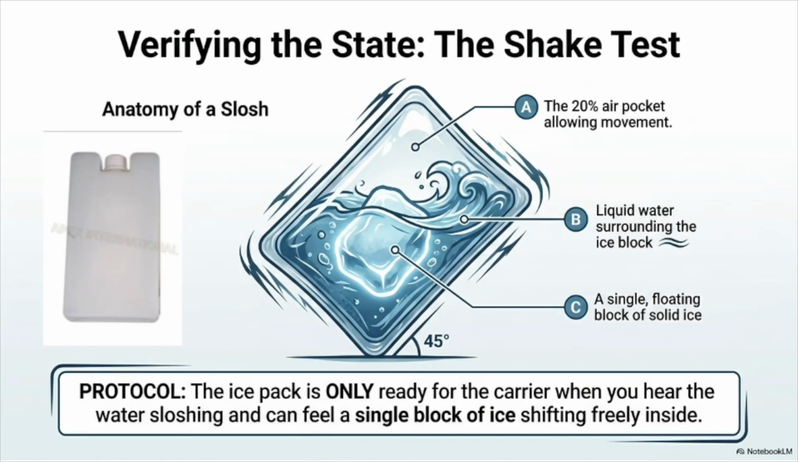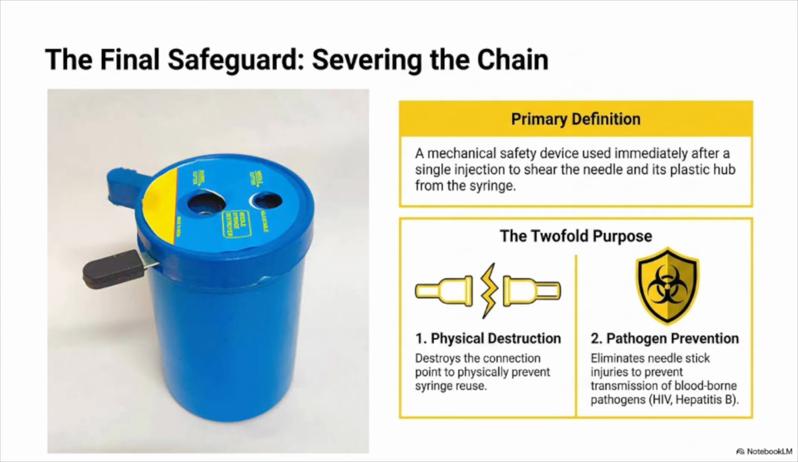ice moving freely. Finally, let us talk about the final safeguard in this entire chain, severing the chain of infection through the hub cutter. This is a mechanical safety device used immediately after a single injection to shear the needle and its plastic hub from the syringe. It serves a twofold purpose.